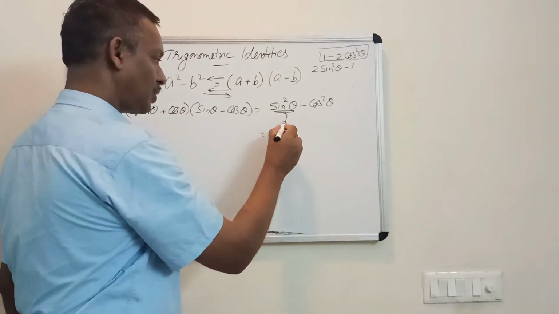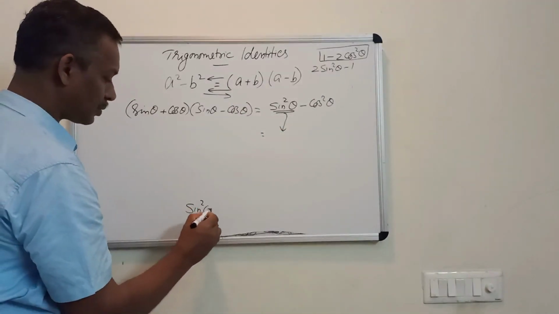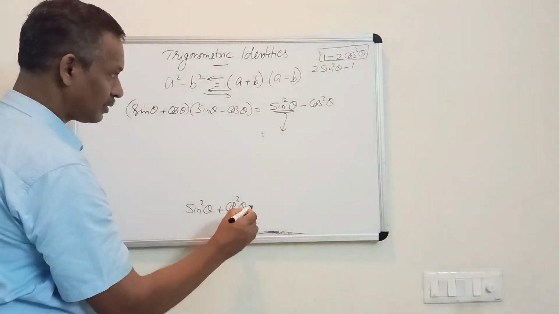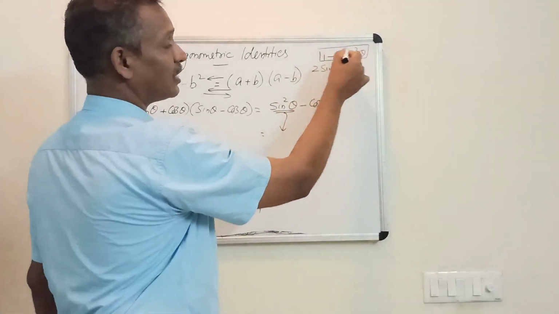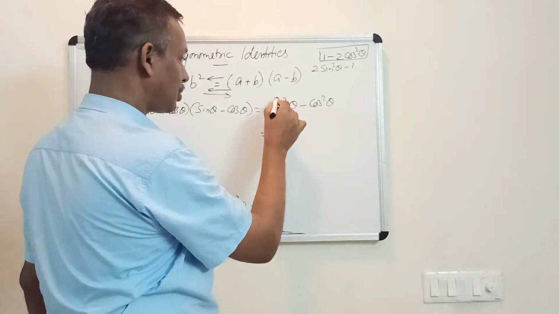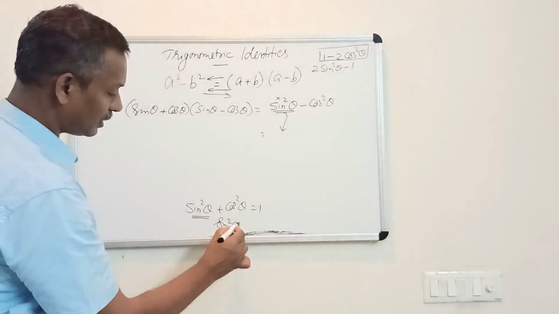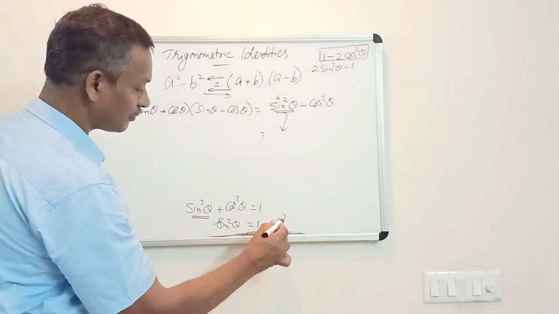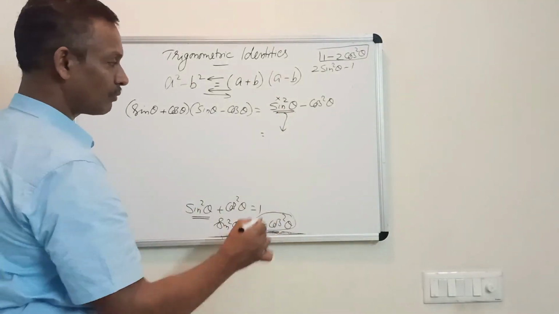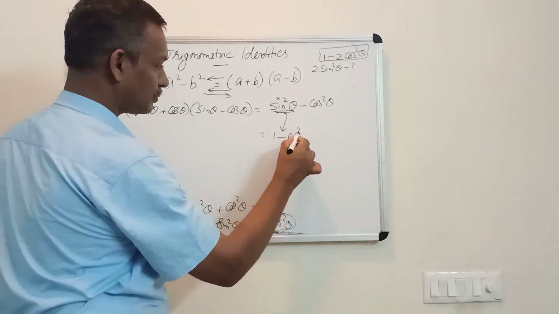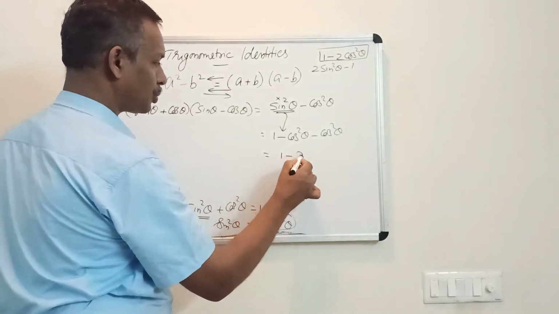This sin square involves an identity. You all know the first identity is sin square theta plus cos square theta is 1. Then you have to replace this sin square, because you are not required to have any sin square in the final answer. So find a substitute for sin square. Sin square theta is equal to 1 minus cos square theta. So in the place of this sin square we can substitute 1 minus cos square theta, minus cos square theta. So you will get 1 minus 2 cos square theta.